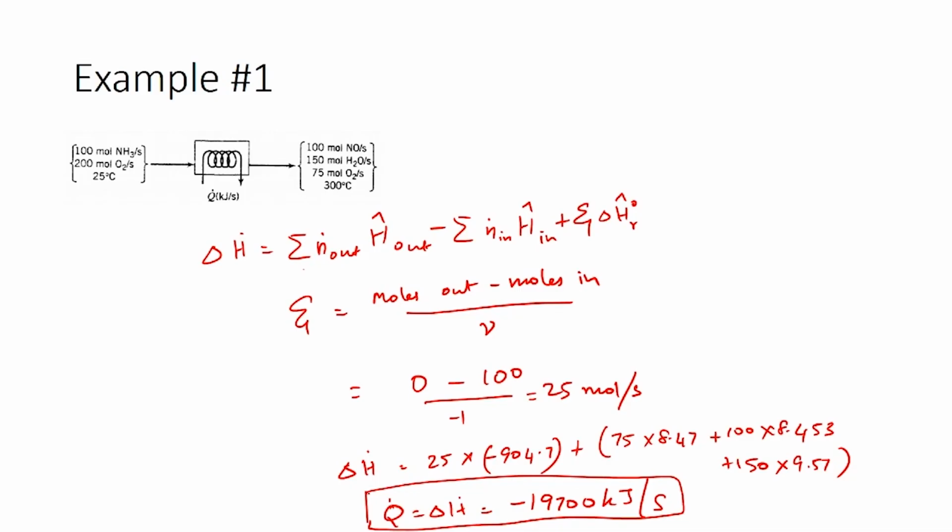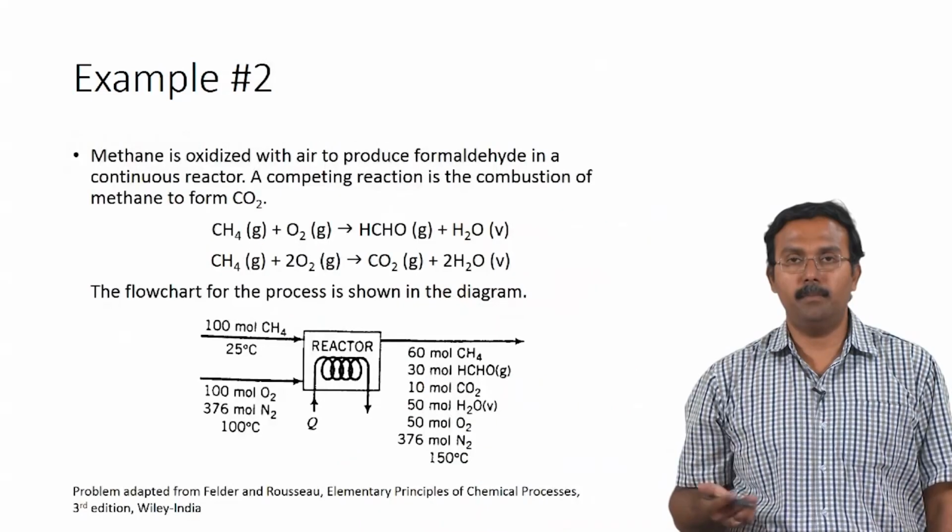Let us look at one more example where we would actually be using the heat of formation method, because there are going to be two reactions which are happening simultaneously. In this next example, you have two reactions happening simultaneously and the heats of reaction have not been explicitly given. So, we would use the heat of formation method.